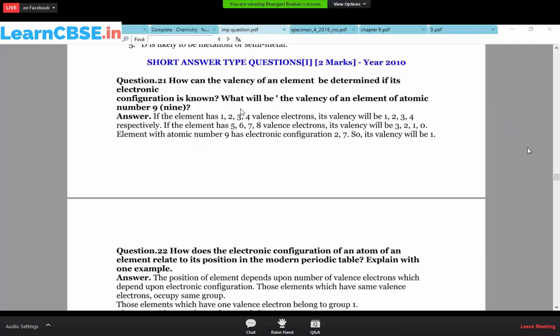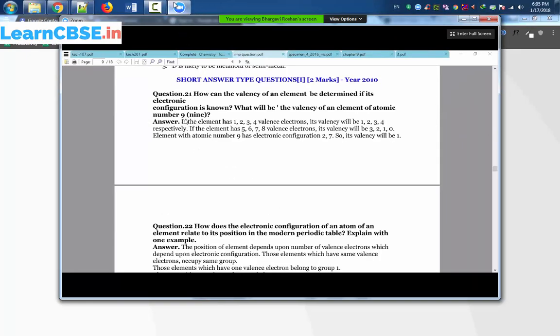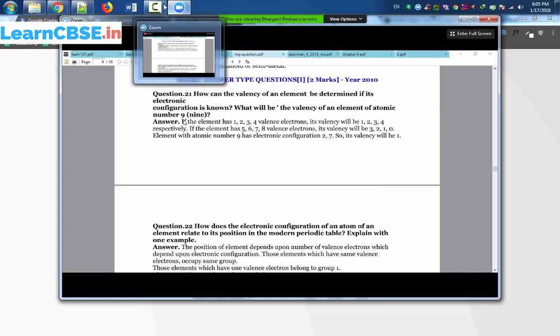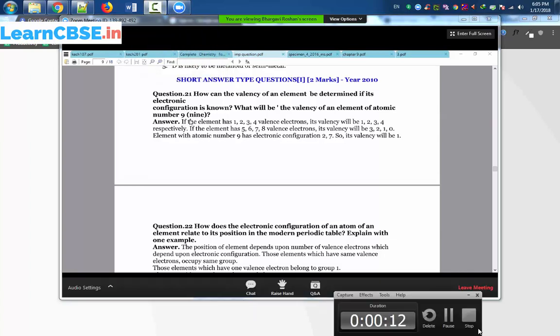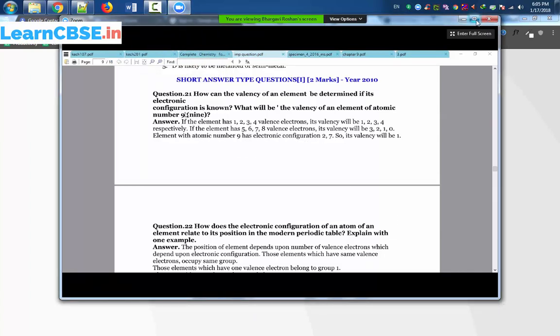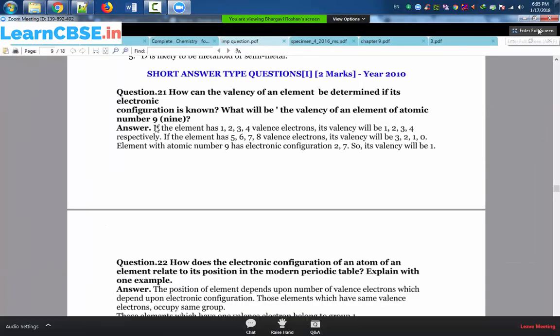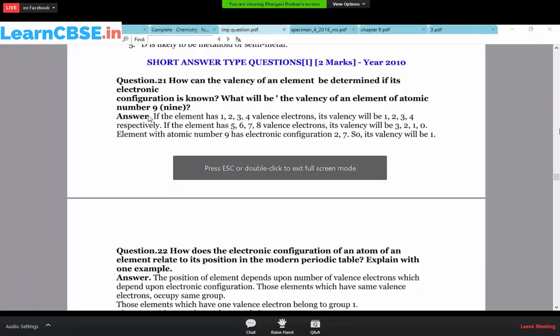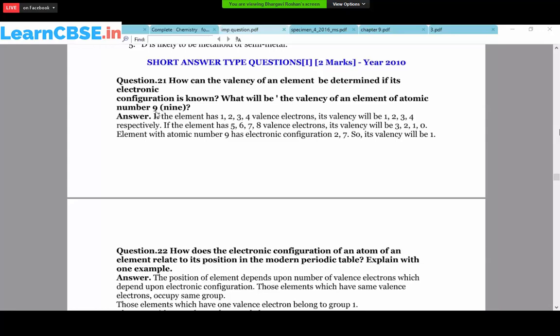Configuration. So now they have given the atomic number 9. So what we have to do is split the 9 into the first 9 electrons. Atomic number 9 means 9 electrons are there. So the first shell we have to give 2 electrons, and the second shell we have to give 7 electrons. So it's 2, 7.